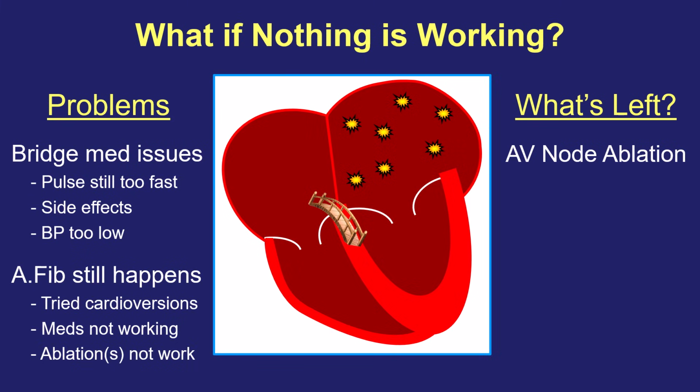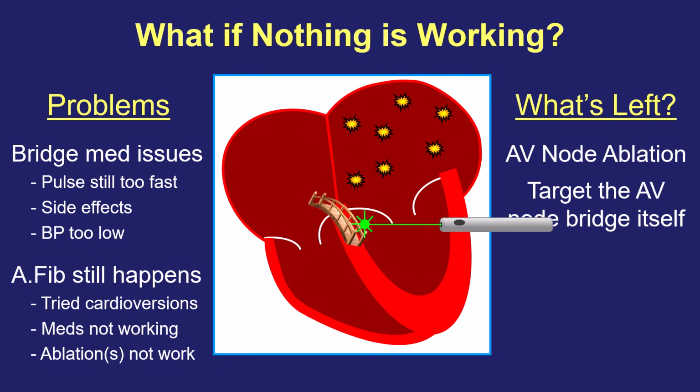Well, there's something that I referred to before called AV node ablation. And this is a technique that's very easy and very effective, and we sort of use it as a last resort, and it can be very, very helpful in people where the other methods of managing A.Fib simply haven't worked well. This involves targeting the AV node bridge itself with ablation. We can go in with an ablation catheter and just burn the bridge. Forget about the A.Fib in the top part of the heart, but let's go to that bridge and burn it.